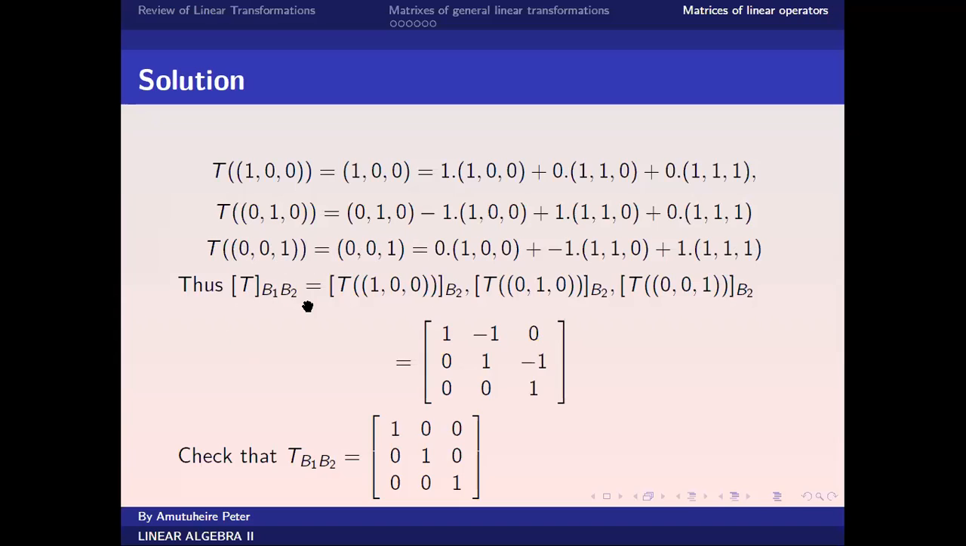So the matrix representation is the column for this, column for this, column for that. What is the column for this? It is 1, 0, 0, which is this. What is the column for this? It is -1, 1, 0, which is this. Then lastly, we have 0, -1, and 1. So this is the matrix representation.